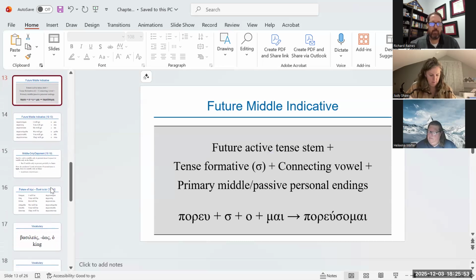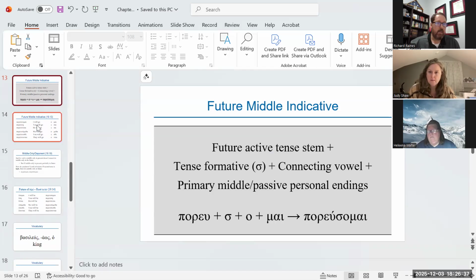I will loose. So now we have future middle indicative. You have the same thing. If you remember your present, middle, and passive, Erkomai was the big example that we used. Well, when you're forming the future middle indicative, you have your stem, your tense formative, which is a sigma. You have a connecting vowel, in this case, the omicron. And then you have the personal ending. So Peru plus a sigma plus an omicron plus mai becomes Perusamai.